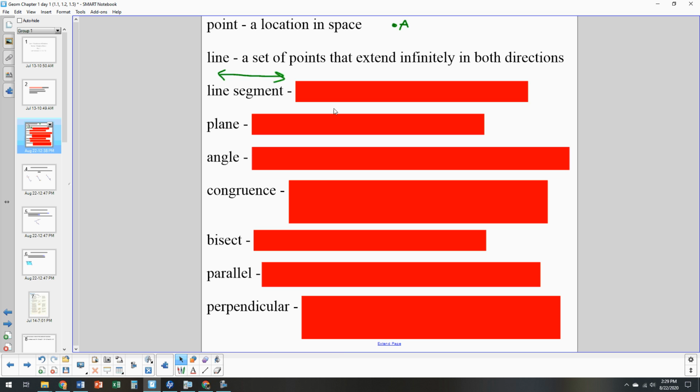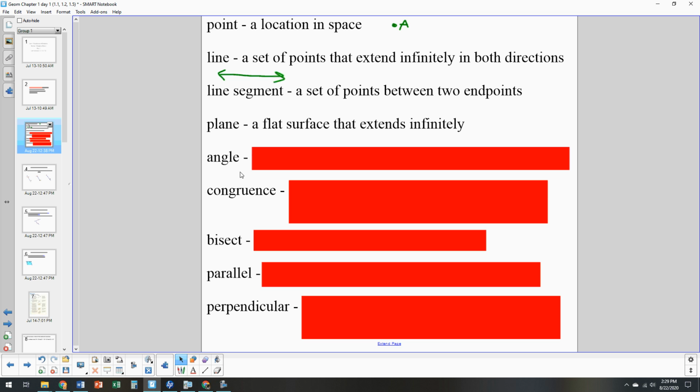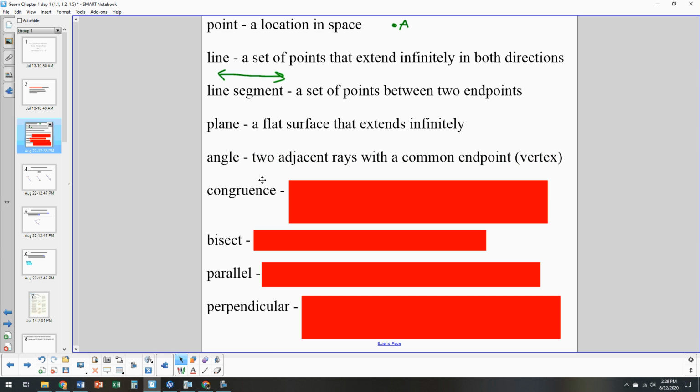A line segment is kind of like a line, except it stops. So if we did not have arrows on this and instead had points on the ends, that would be considered a line segment. A plane is any flat surface that extends infinitely. We usually draw them as a four-sided figure when we're just drawing a plane, but really if we're talking three-dimensional figures, that's really where planes start to come into play. An angle is two adjacent rays with a common endpoint, and we call that endpoint the vertex.